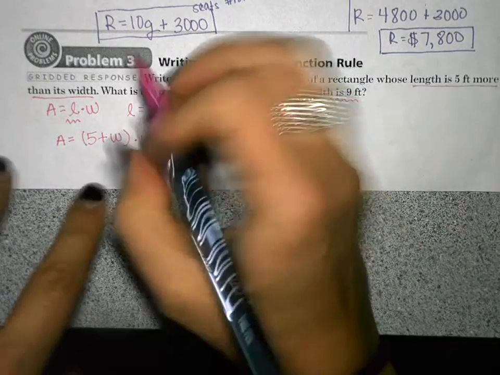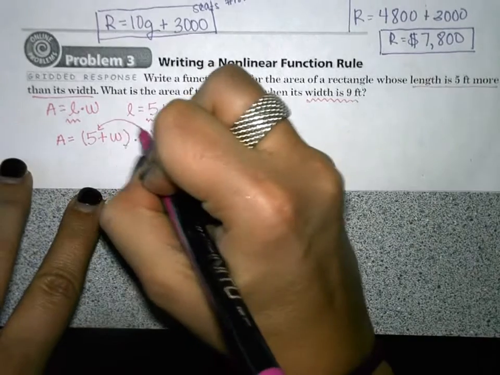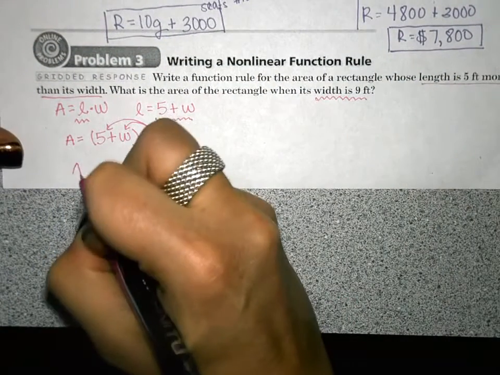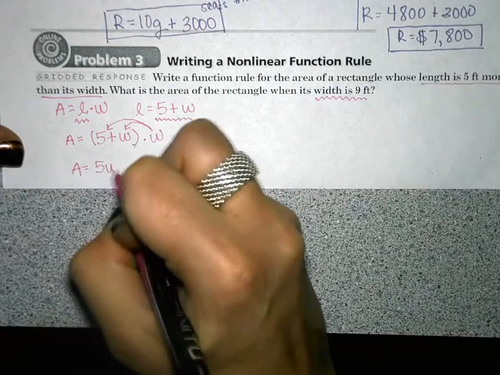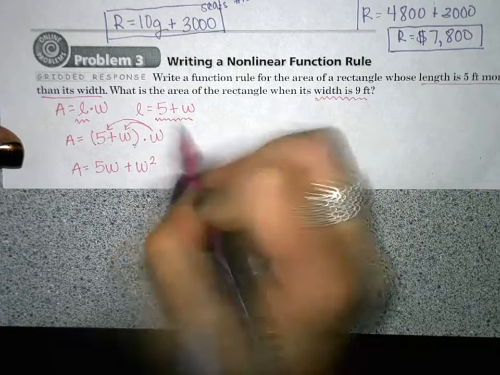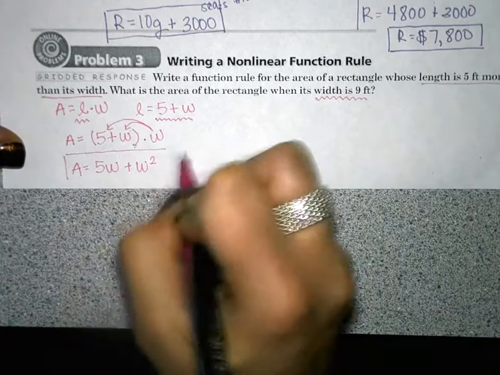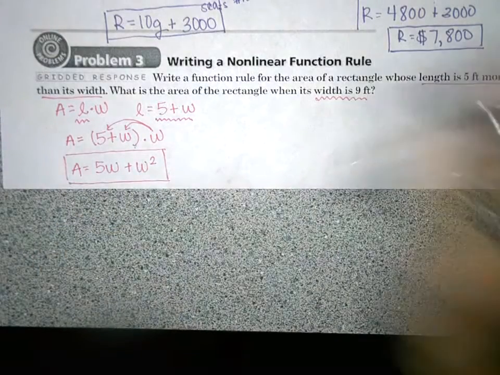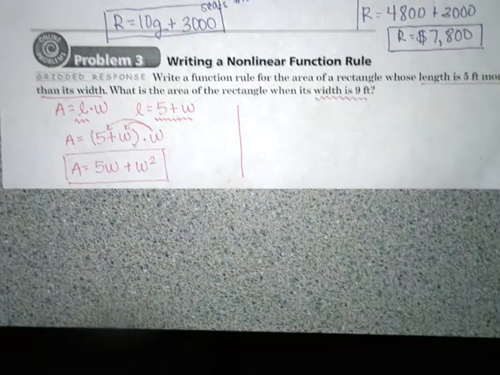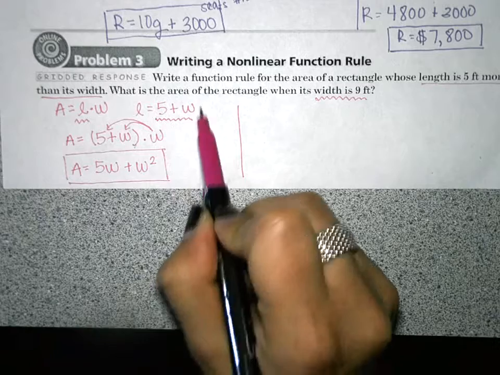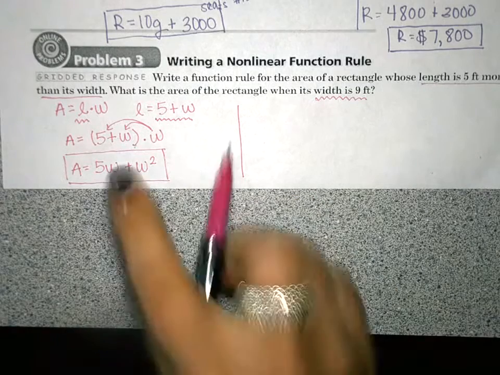So to simplify this, we distribute W into the parentheses, and that gives us an equation of A equals 5W plus W times W is W squared. And that's our equation. So we take an equation or formula that we already know, we plug in what's given to us, and then we simplify.